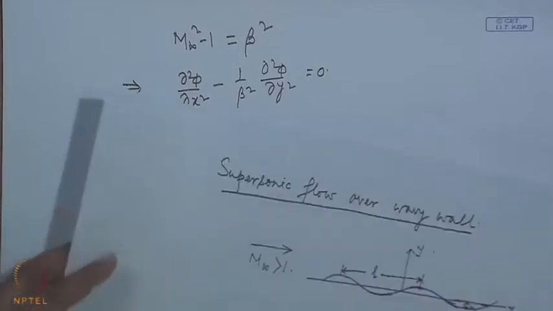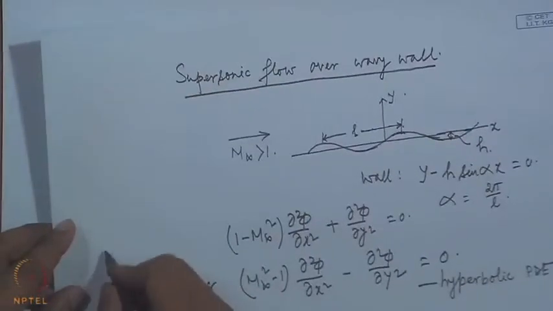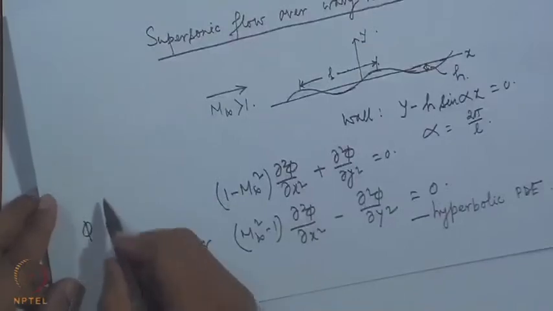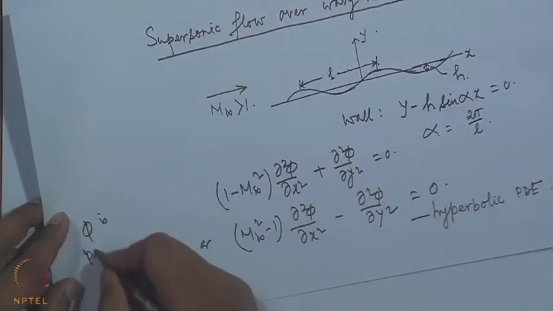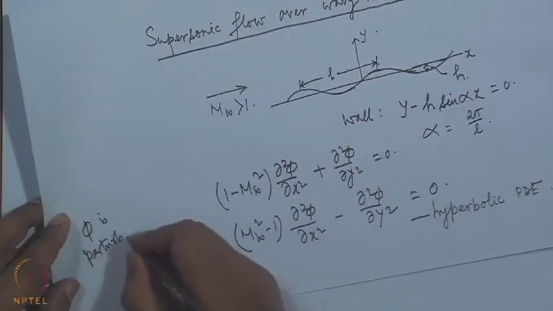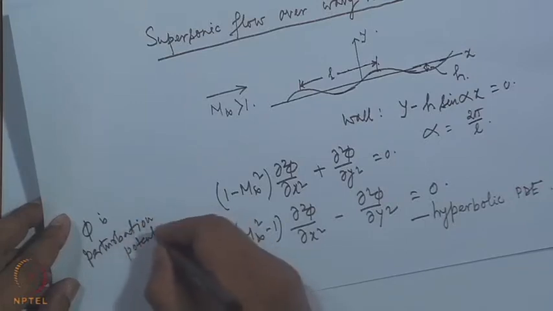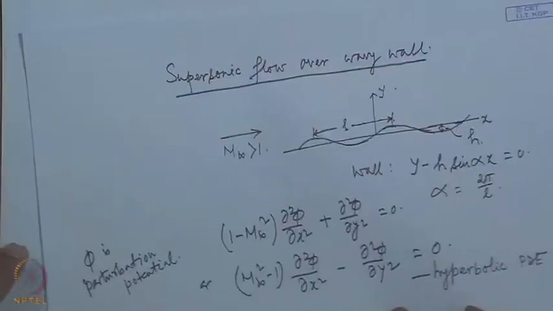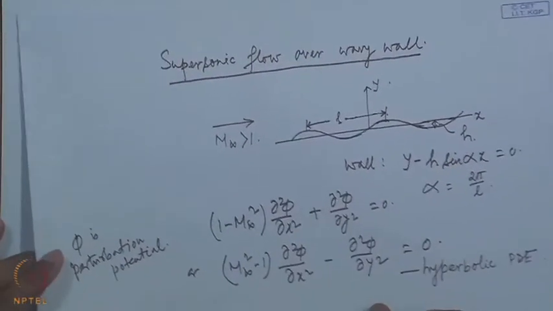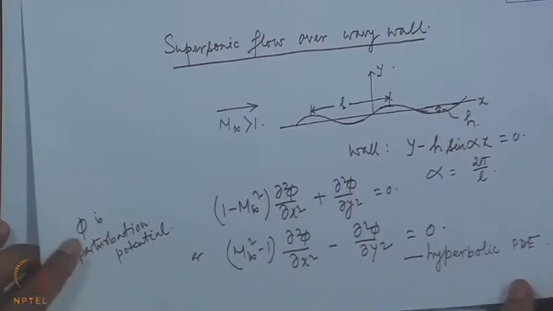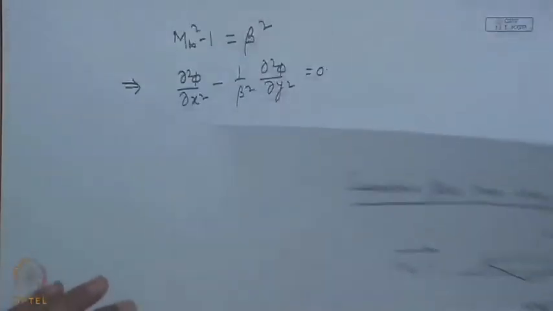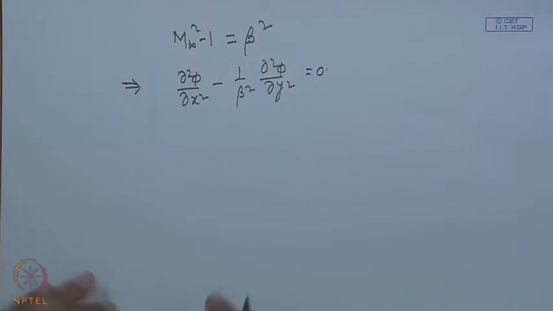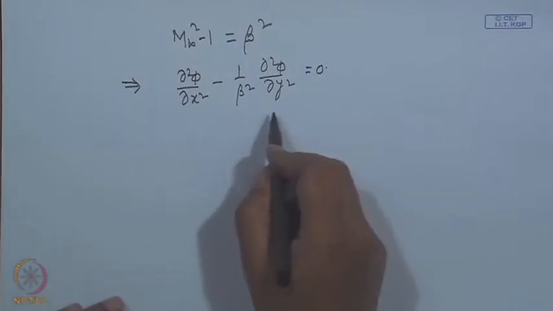Once again it must be remembered that phi in this equation is the perturbation potential, and its gradient gives only the perturbation velocity, not the total velocity. So, to find the total velocity, free stream velocity must be added to this perturbation velocity, which is the gradient of phi. Now, this is our familiar wave equation.